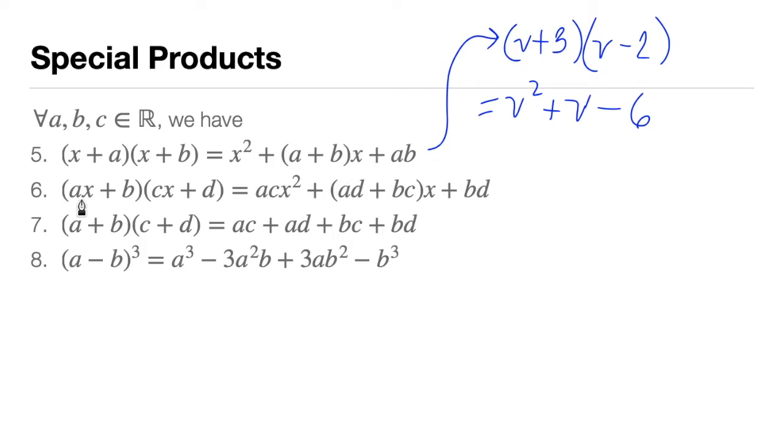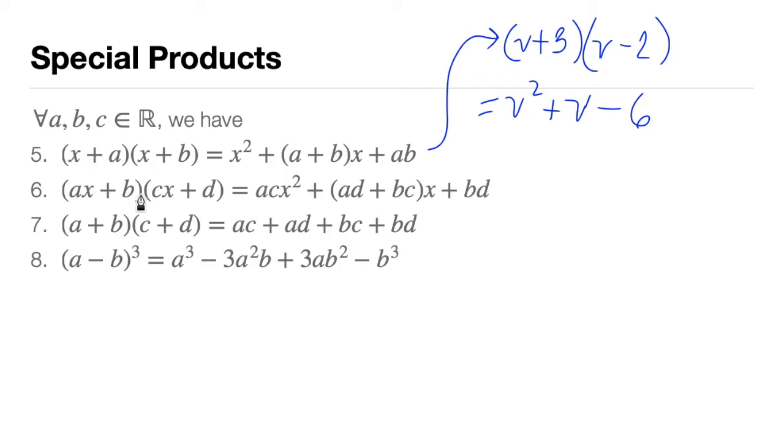For number 6, we have ax plus b times cx plus d. What is happening here? We have a common variable, the x's in the first terms, but their coefficients are not the same. What happened in number 5 is that the coefficients are the same. They are strictly 1. Here, we have a coefficient a, which is in the real numbers, and c, which is also in the real numbers.